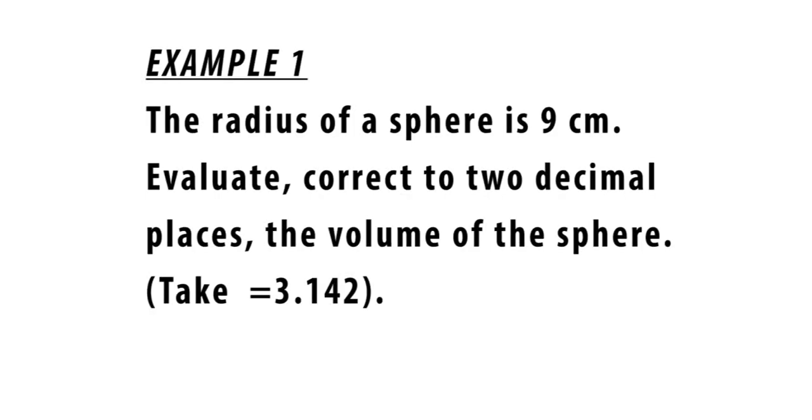The radius of a sphere is 9 centimeters. Calculate, correct to 2 decimal places, the volume of the sphere. Let's take pi to be 3.142. This is a very simple question. Let's look at the solution.